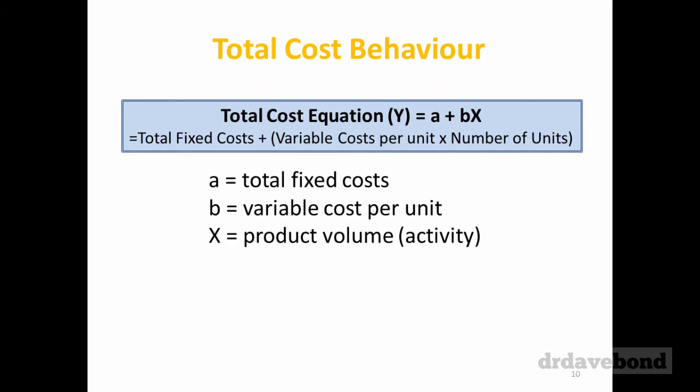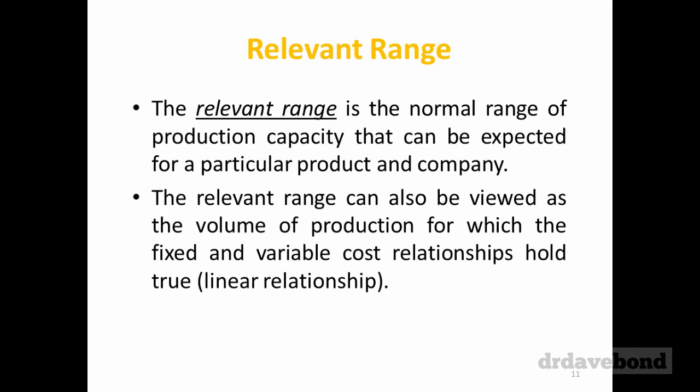So there's total cost behavior. Before we do the regression, before we try to tease apart the mixed cost, there's one thing that we need to cover off, which is really important. The relevant range is a normal range of production capacity that can be expected for a particular product or company. Now, this is the range where the relationship between cost and output is linear. What I mean by that is the following.